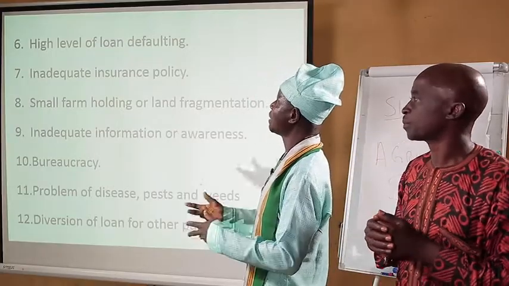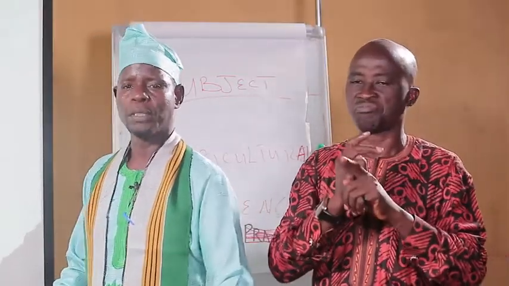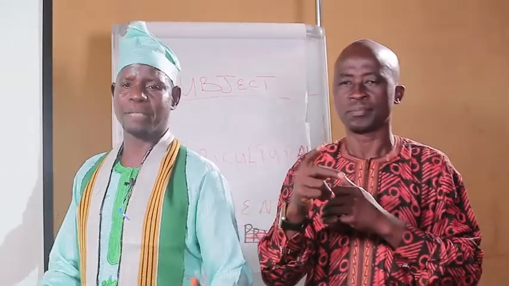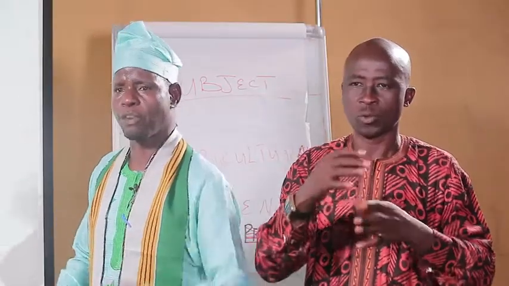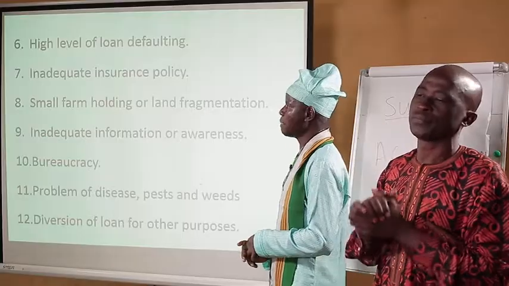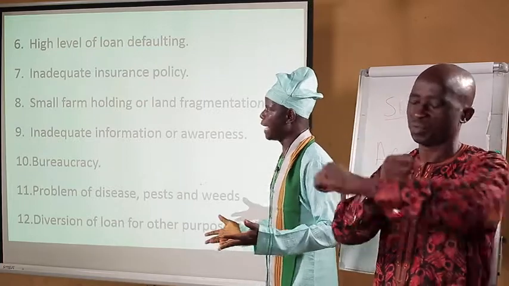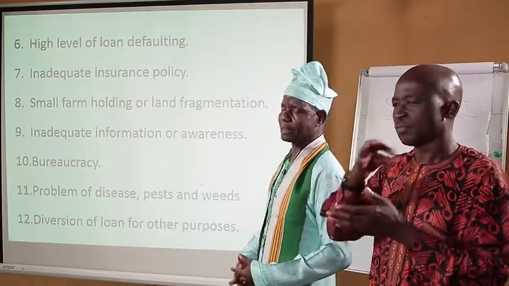Then we have high level of loan defaulting. Some farmers don't pay back the loan. After they take the loan, they will go and marry more wives and make it impossible or very difficult for them to refund this loan. Number 7, inadequate insurance policy. Number 8, small farm holdings or land fragmentation.